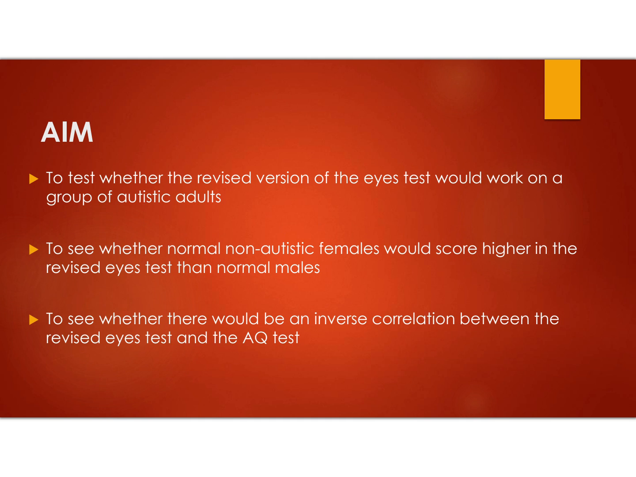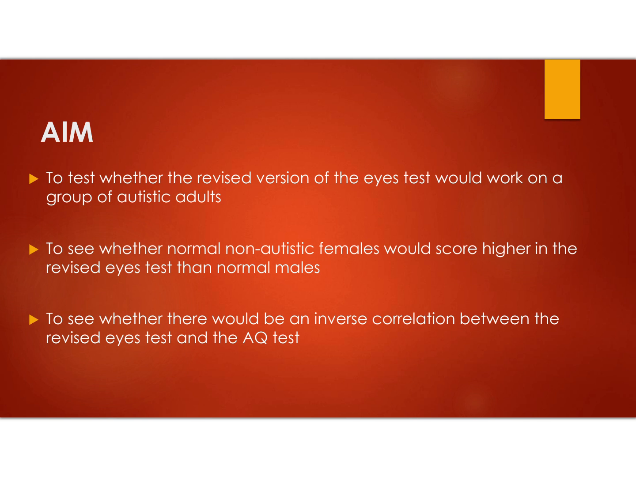So the main aim of the study is the first one, which is we want to test the revised eyes test on a group of autistic adults. There are two secondary aims. If a question comes on the aim of the study, you should write the first one, but the other two are also important. They're secondary aims.